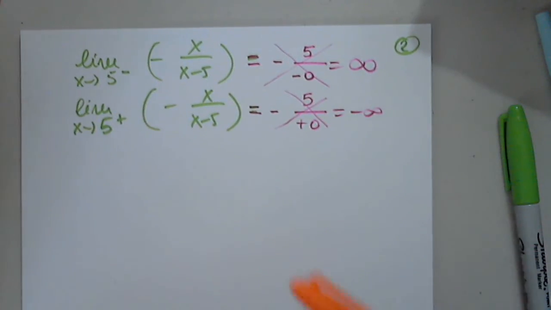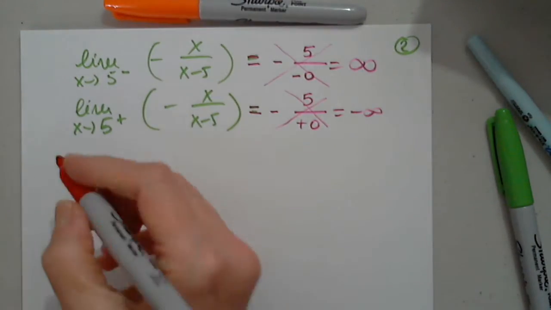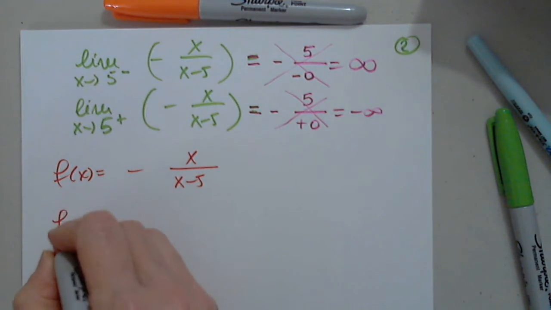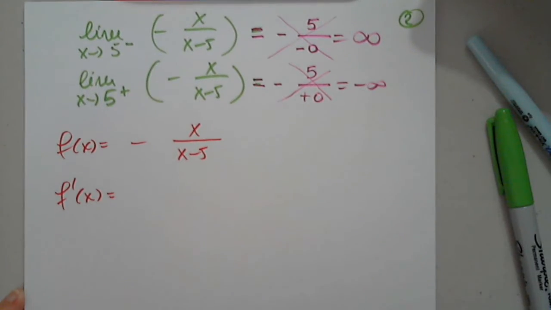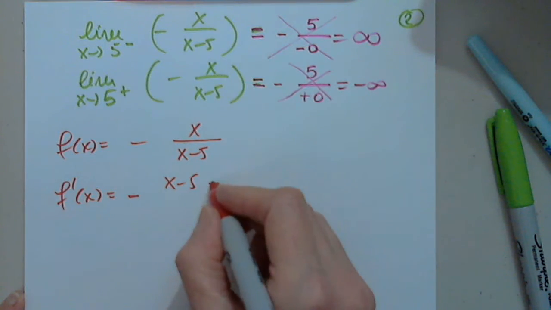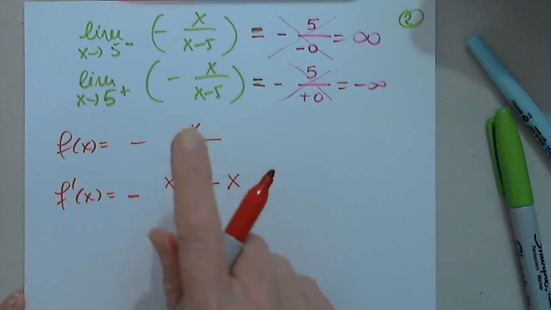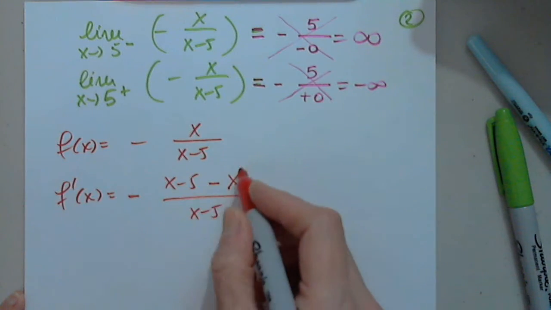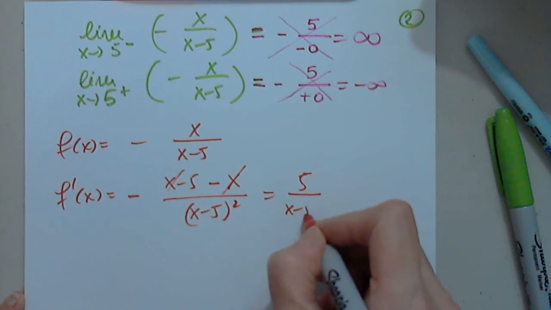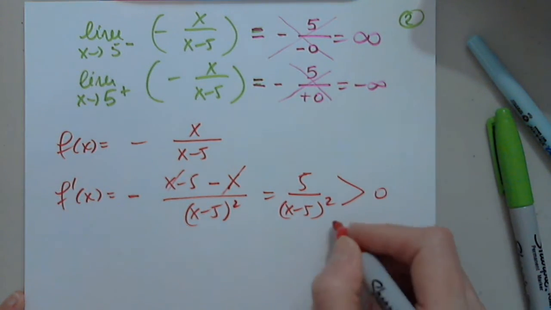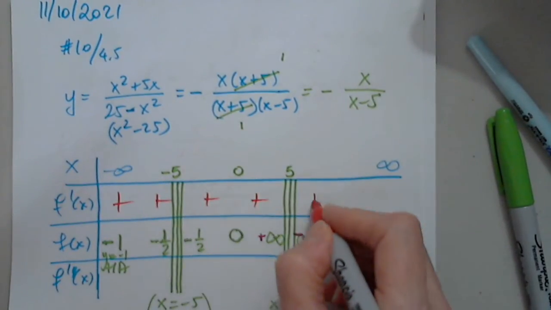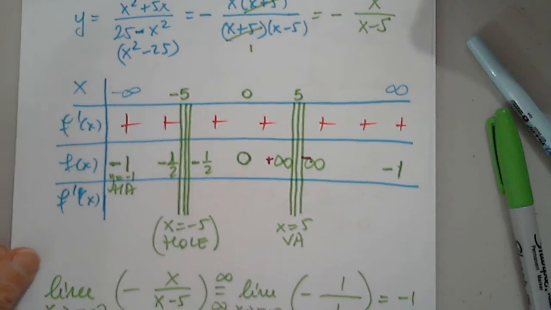Good. So I'm going to copy the function here, -x over x minus 5. So let's find f prime. The top function is 1, prime is 1, minus the top times the denominator prime, which is 1, over x minus 5, very nice, of course squared. Top 5, x minus 5 squared. Always positive, never 0, beautiful. No critical numbers, no max or min.